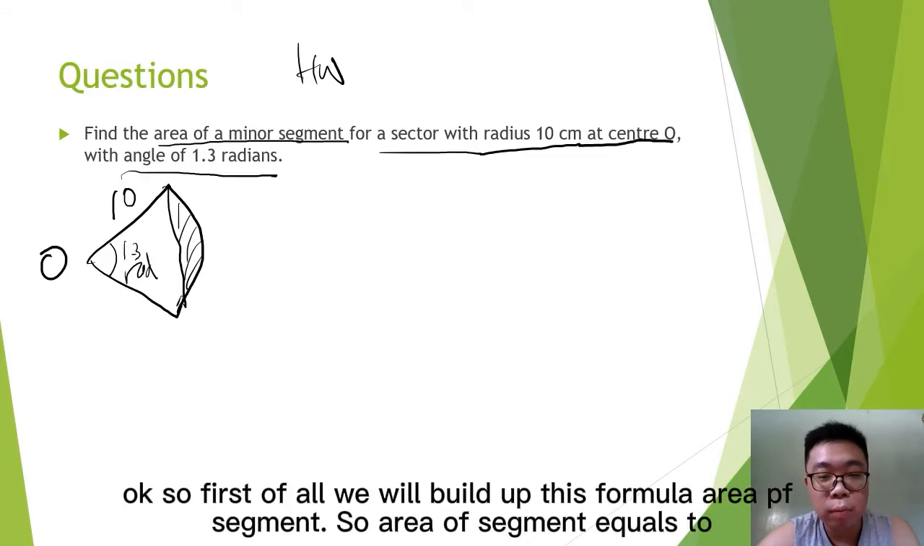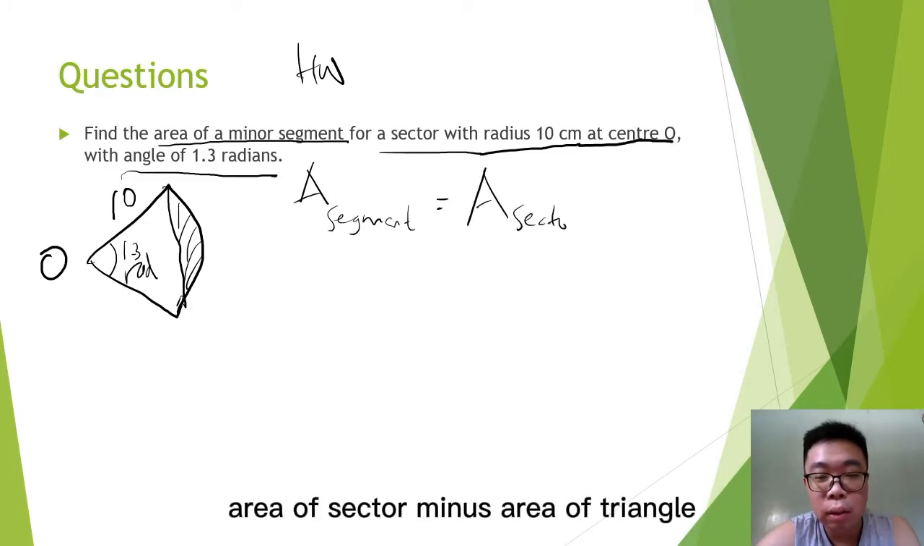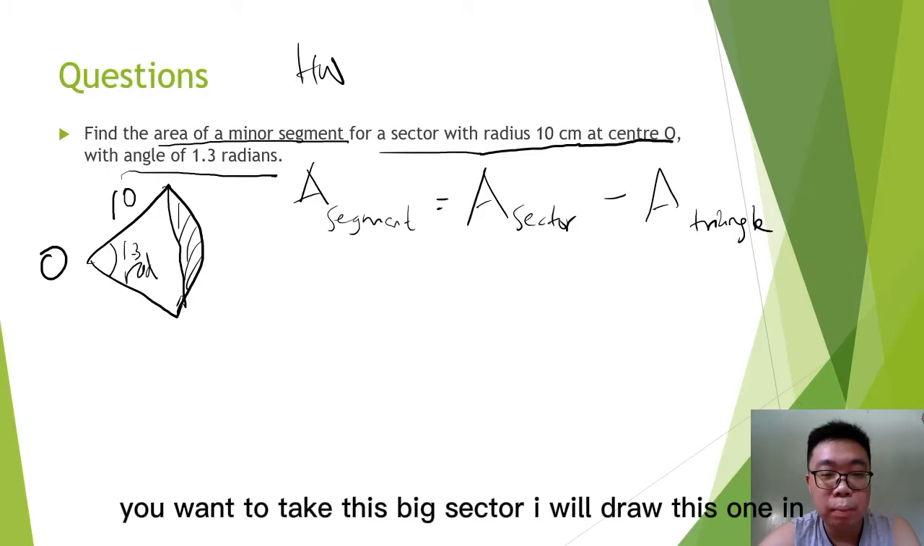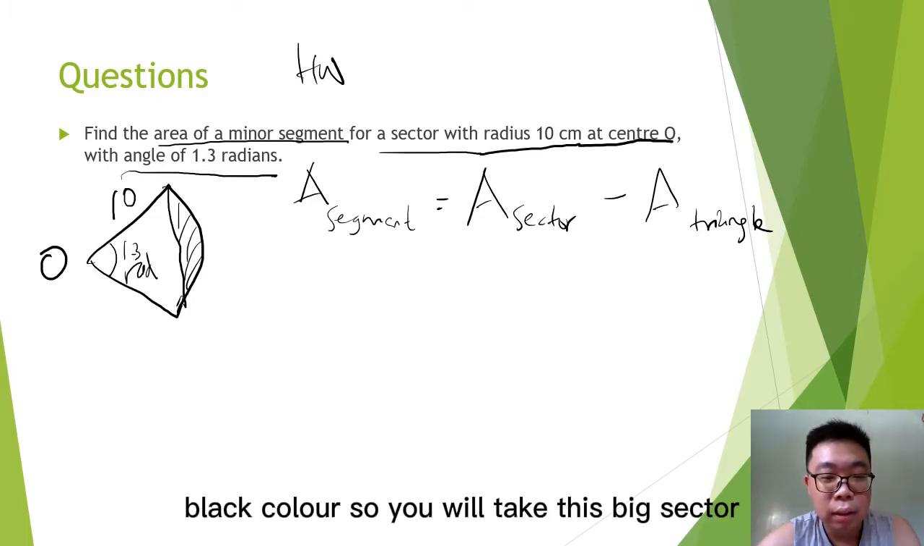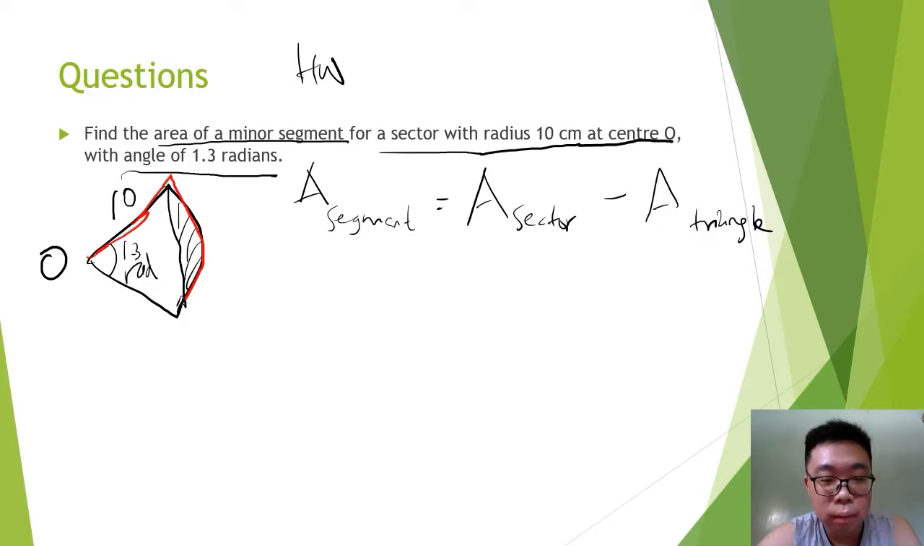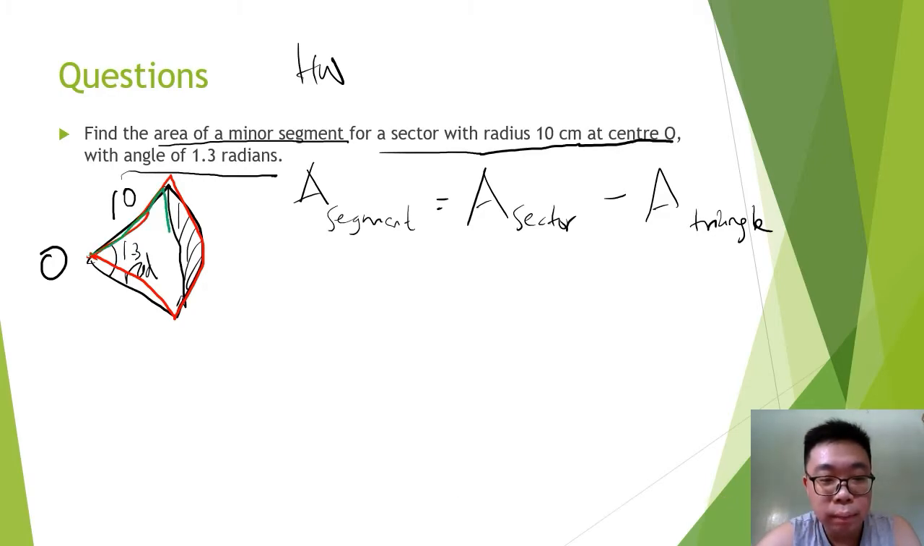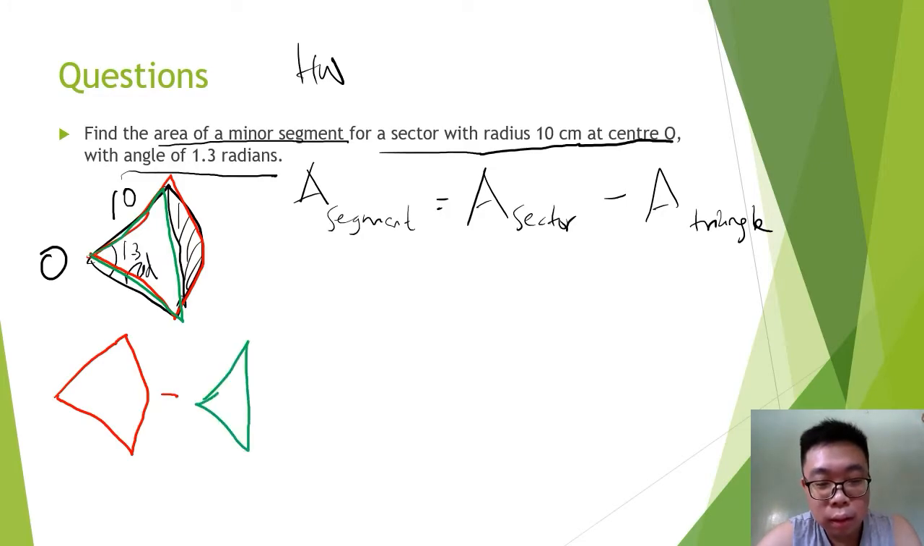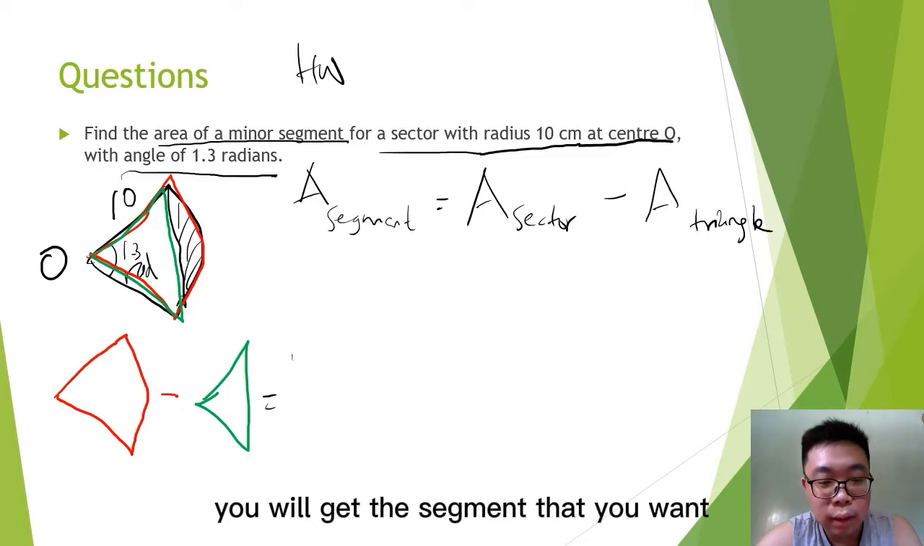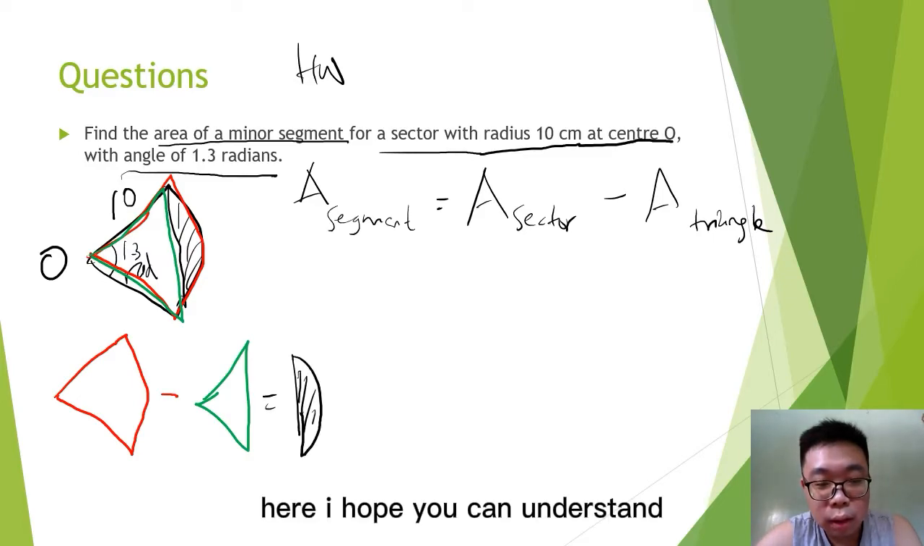Okay, so first of all, we will look up this formula, area of segment. So area of segment equal to area of sector minus area of triangle. Why minus area of triangle? Because we want to take this big sector. I will draw this one in black color. So you will take this big sector, you minus this small triangle, so that you will get the segment that you want. Yeah, I hope you can understand.